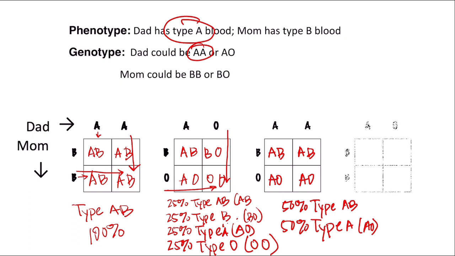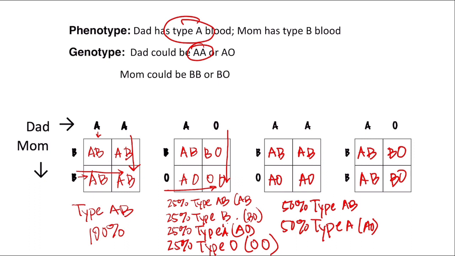And then our last combination is if dad was AO and mom was BB. In this case, AB here, BO here, AB here, and BO here. And this one makes sense because every one of these combinations is going to have a B because mom only has a B to give. And then the first or the second letter, depending on your combination, could be an A or an O because dad has each one of those to give.